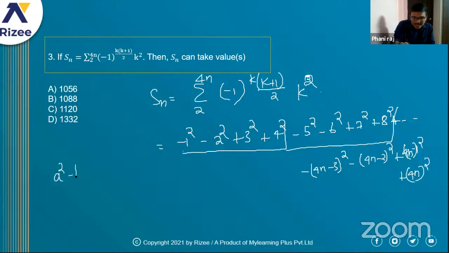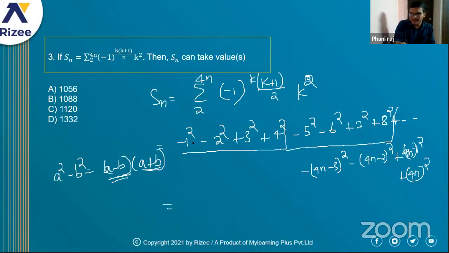A square minus b square equals a minus b into a plus b. A plus b need not coincide, but a minus b is coinciding, because 3 minus 1 is 2, 4 minus 2 is also 2, 7 minus 5 is 2, 8 minus 6 is also 2. Similarly, 4n minus 1 minus 4n minus 3 is 2, and 4n minus 4n minus 2 is also 2. So a minus b is constant for all the terms. A plus b is changing. That will not matter. You'll see now why.